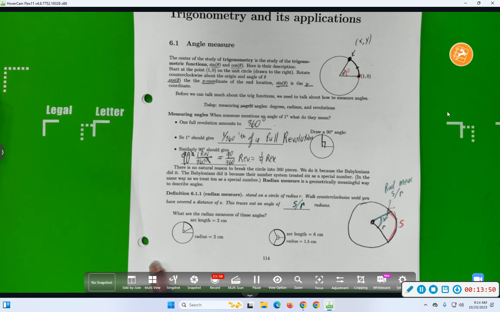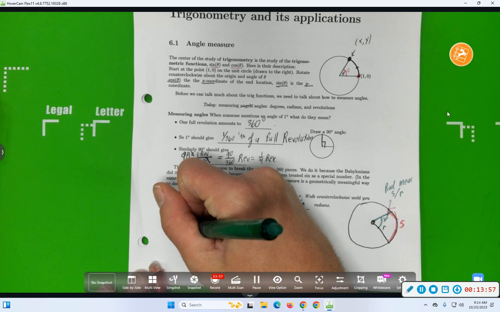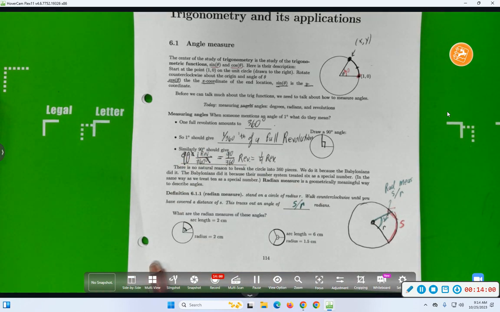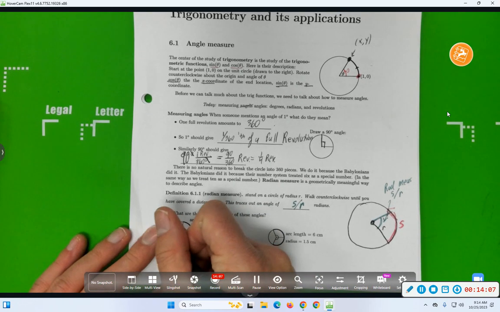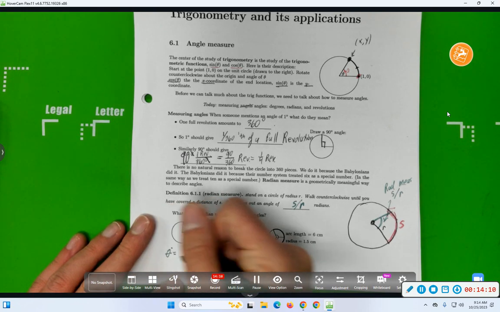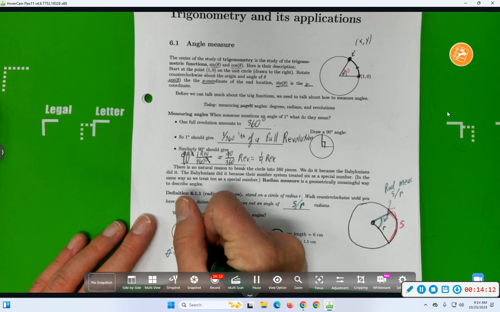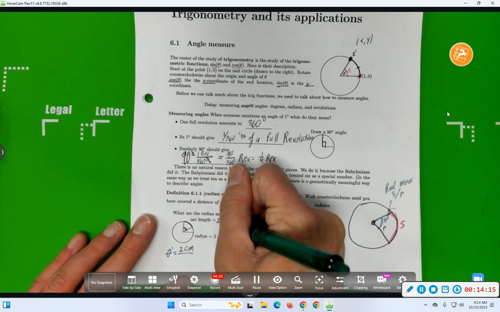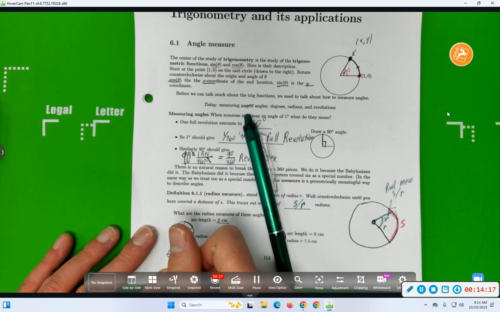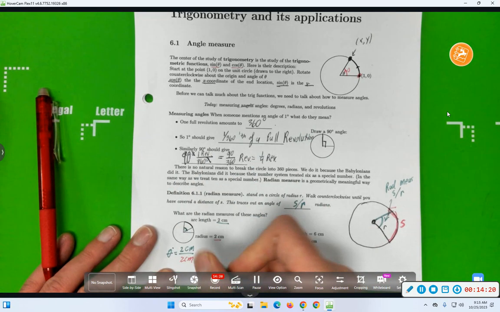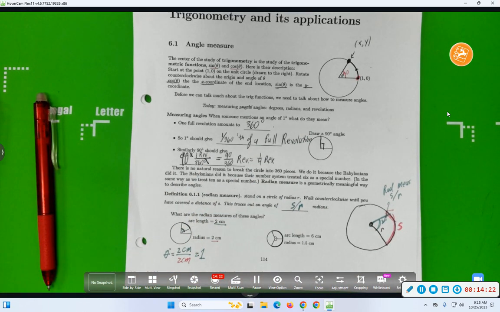If you have a circle of radius 2 centimeters and an arc length of also 2 centimeters, then what is this radian measure? 1. Why 1? Because 2 divided by 2 is 1. Maybe I'll even put the units in. So, radian measure is equal to s, which is 2 centimeters right here, divided by 2 centimeters. Anything divided by itself is always 1. Cool. That seem all right?